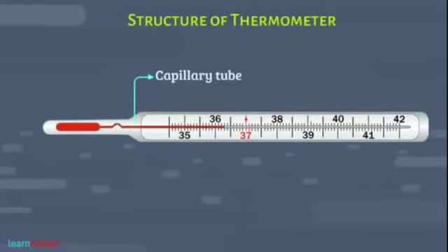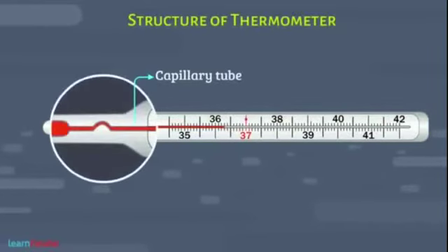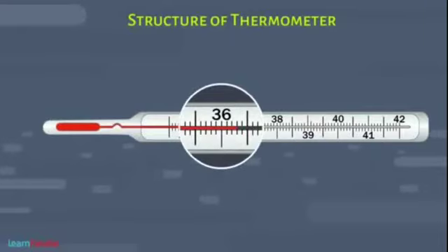The capillary tube is bent near the bulb. It prevents mercury from flowing back into the bulb immediately. It gives more time to read the temperature. To get a more correct reading, there are some divisions between two consecutive numbers.